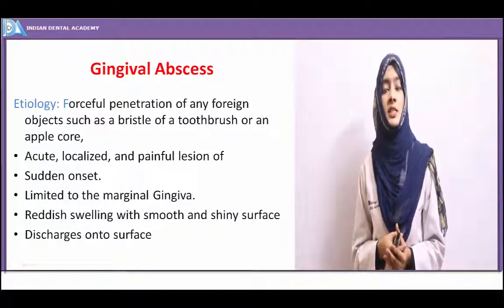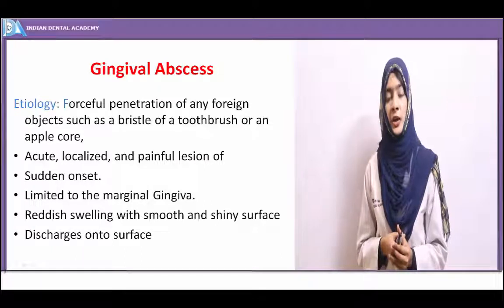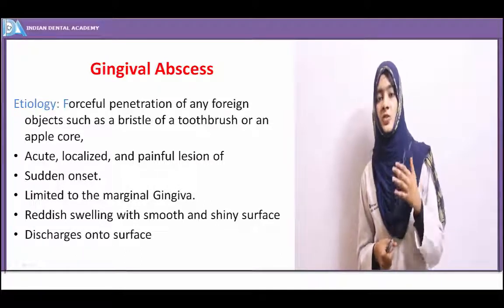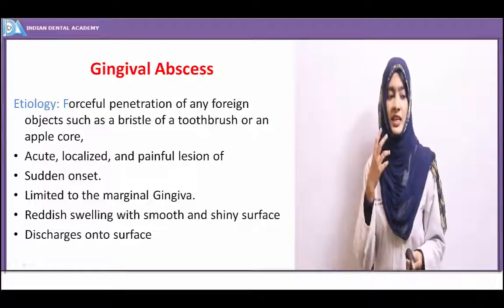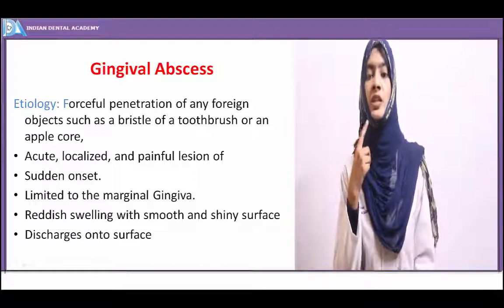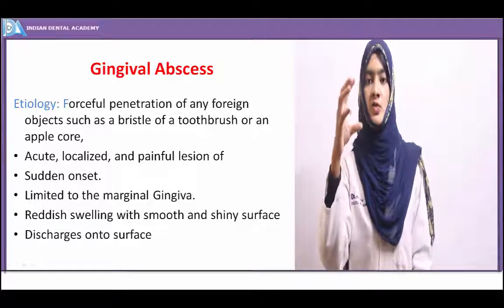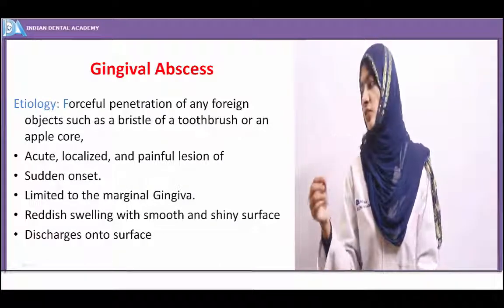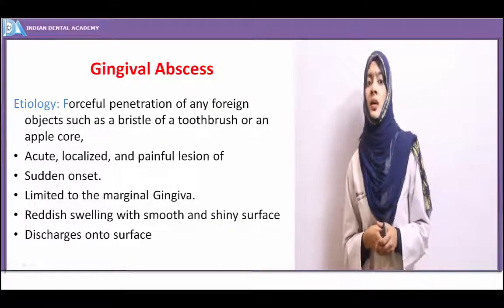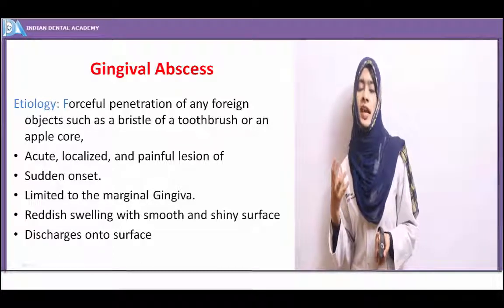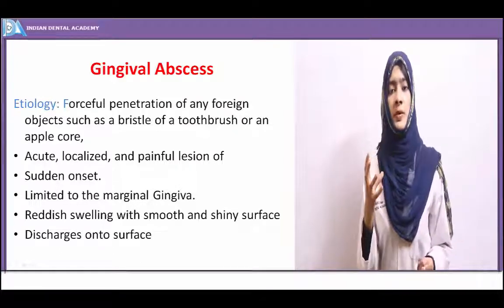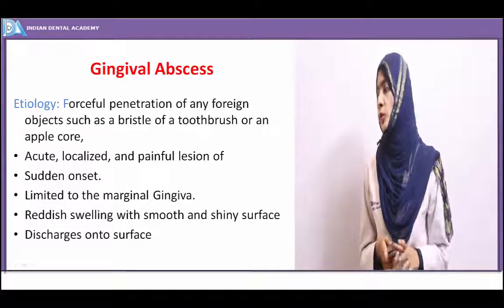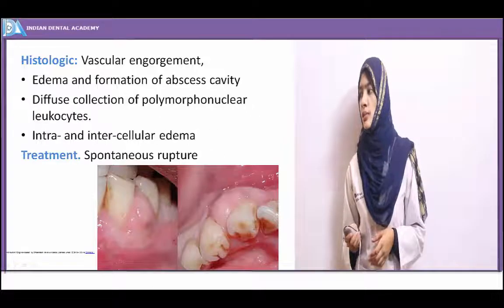So the gingival abscess is very painful in origin, it is acute, and of sudden onset. Initially, the abscess is limited just to the marginal gingiva, and once the inflammation has progressed to the point of abscess formation, clinically you can see a swelling visible on the marginal gingiva, and pus exudes from the gingival surface. The swelling may be localized to the marginal gingiva, or it may also include the attached gingiva, and it may be red, smooth and shiny because of inflammation, and the pus discharges onto the surface.